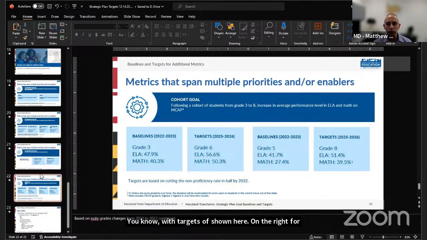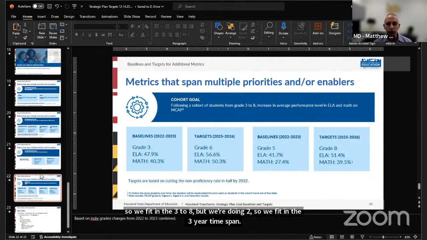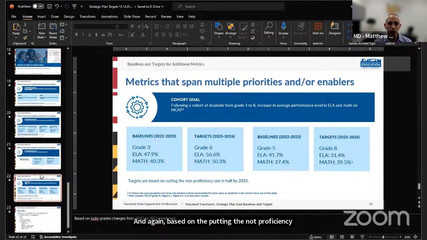Then the last metric is for all schools across the state. We broke it down to two cohorts. We want to follow cohort students from grade 3 to 8, but we're doing two so we fit in the 3-year time span. The first cohort goes from grade 3 to grade 6. Based on cutting the non-proficiency rate in half from the ESSA plan, we see ELA baseline 47.9 and the target 56.6% by grade 6. Math 40% grade 3 baseline increasing to 50%.